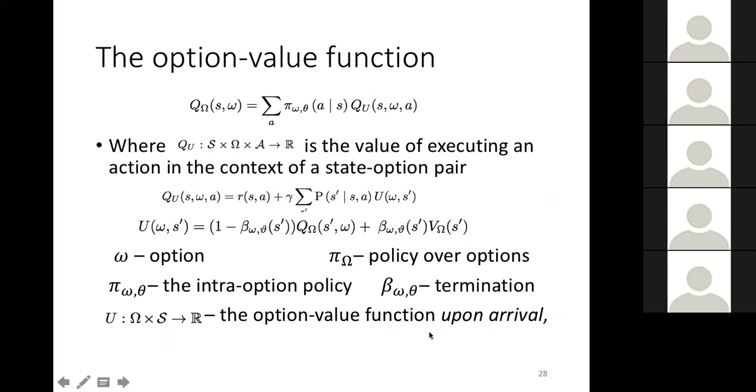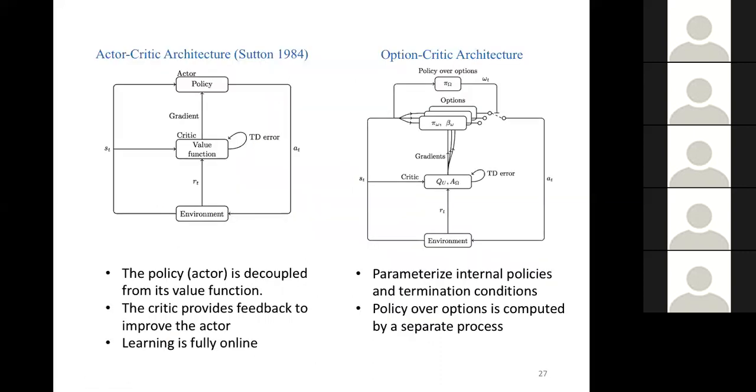Sorry, just a question. Is the number of options, how is that determined? Oh, it needs to be predefined. It's just given before training the algorithm, the model. So it's a hyperparameter. Okay, thanks.